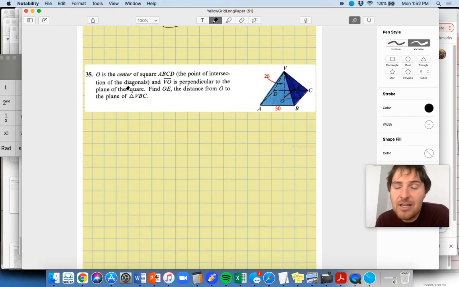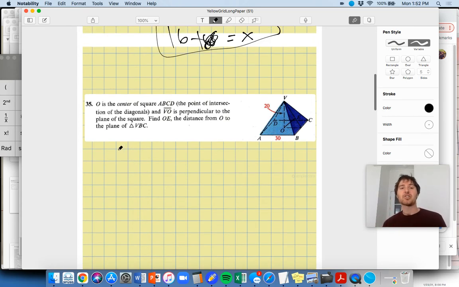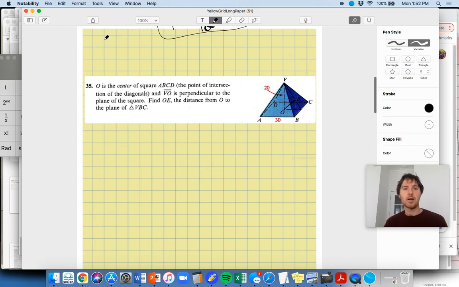All right, check this one out here. This one might be hard to see in your problem set. This one says here, not 0, O. O is the center of square ABCD. So that's where the point of intersection of the diagonals. So maybe let's sketch it out here.